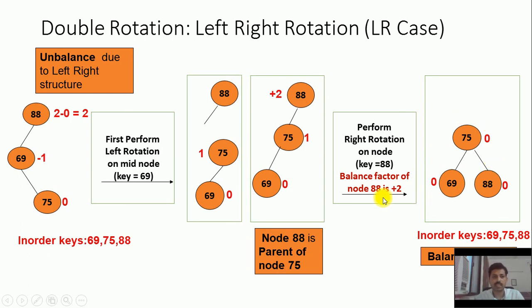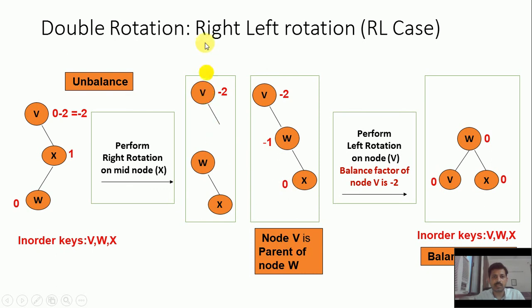And the fourth case is where the tree is unbalanced due to right left rotation. This is our right left rotation. If we insert the keys in this fashion, we get an unbalanced tree and we have to rebalance it. Here the balance factor for node V is -2, but this tree is unbalanced due to the right left case. So we first perform a right rotation for the mid node. After that we perform a left rotation for node V.